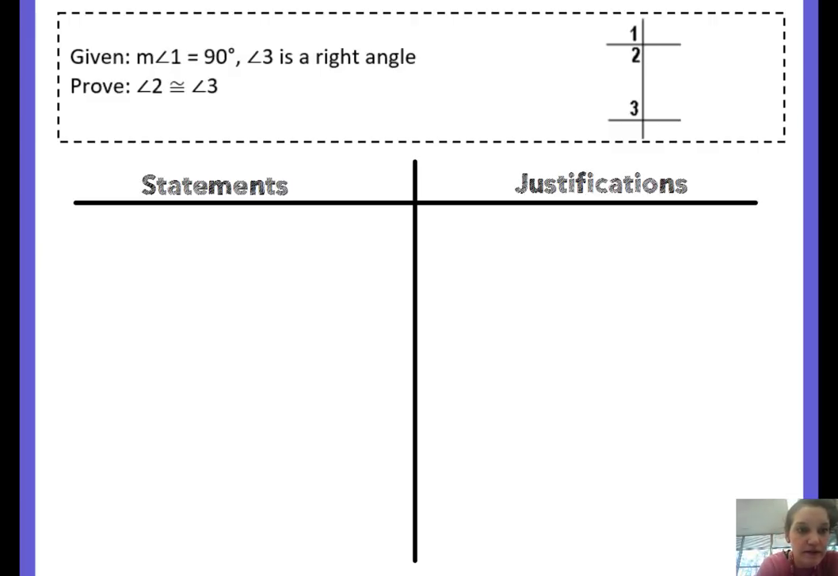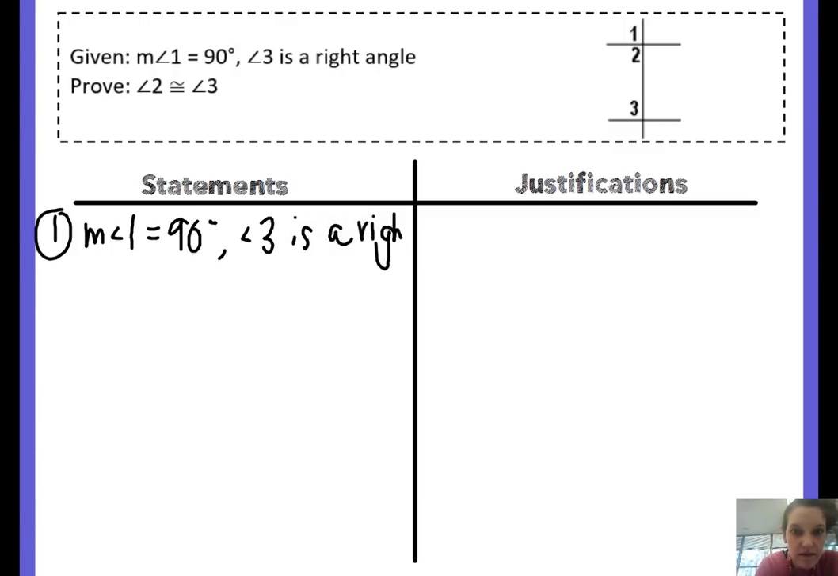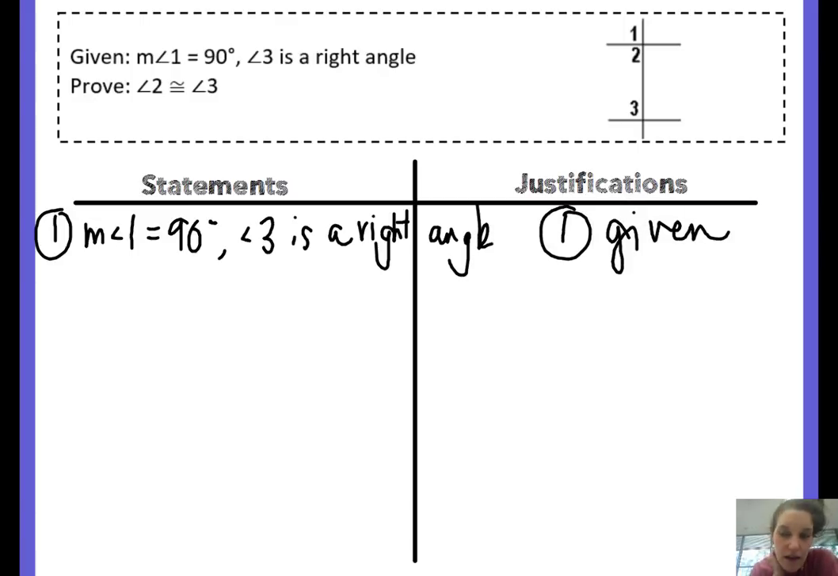Our next proof, our given is that the measure of angle 1 is 90 degrees and angle 3 is a right angle. Okay, and I am trying to prove that angle 2 is congruent to angle 3. So I need to incorporate angle 2 somehow into this proof.